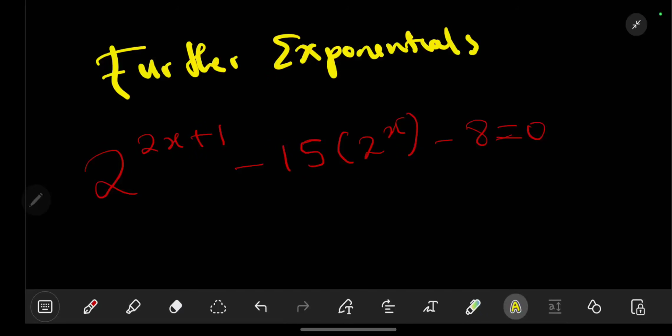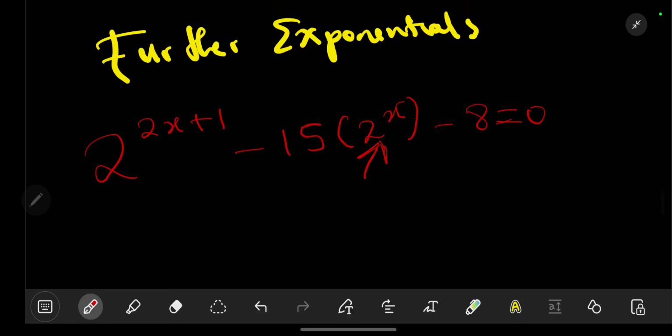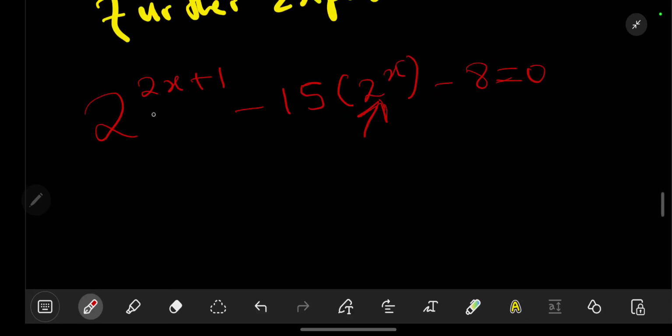So here we are going to be looking at further exponentials. We are going to be solving this question. What we just need to do is make sure that the way we solve this is we substitute this with any variable such as y or any other variable that you want. So in this case you need to have this common and this to be common.